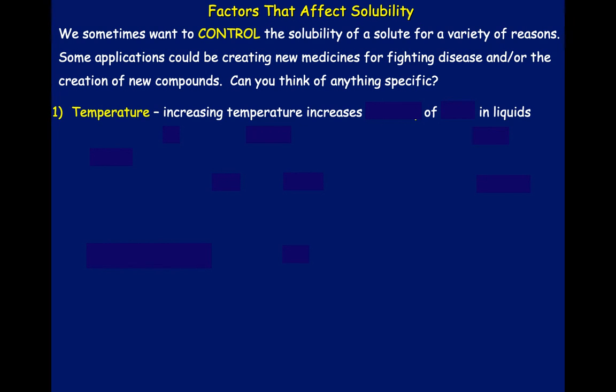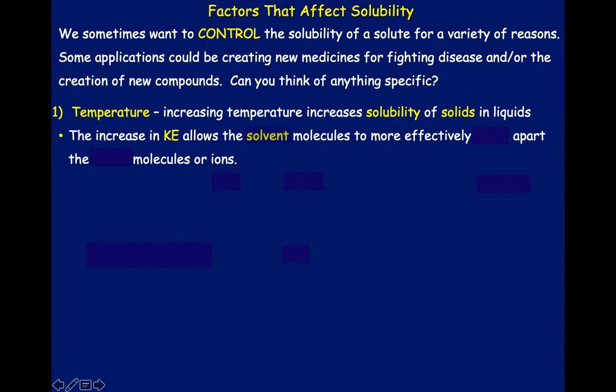All right, so number one, the temperature is something that we can change that's going to affect the solubility of a solid in a liquid. So increasing the temperature, what does that really do? It typically increases the solubility of solids in liquids, and that's going to be important for how much dissolves. The increasing kinetic energy allows the solvent molecules to effectively break apart the solute molecules or ions. So usually, the higher the temperature, the more solute you can dissolve, and the lower the temperature, the less.